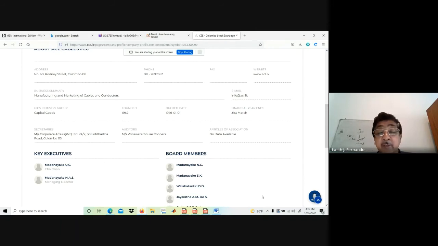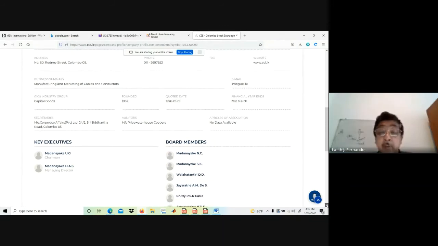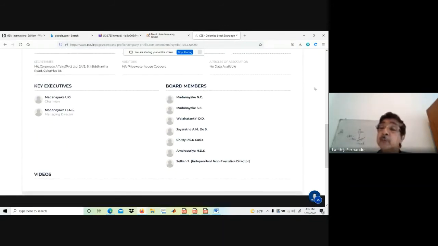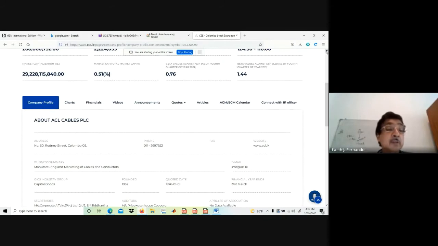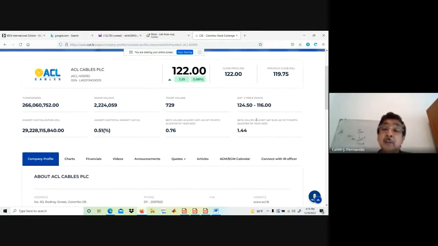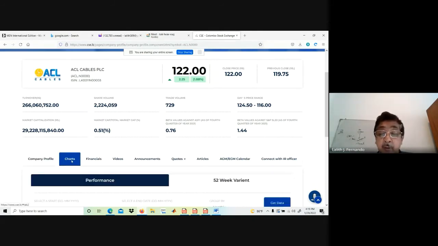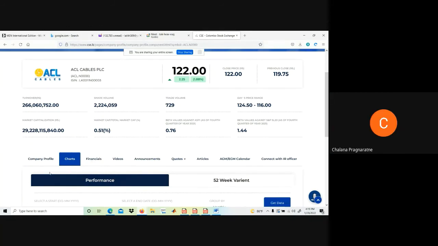All the key executives' names are given. Board members' names are given. I think if you are in a bank, you should be in a position to go through this website and collect the most critical information from it. The beta values you can get, the company profile you can get, even charts. I may not be in a position to get the details of the charts. If you go to Barron's, you can get the charts. All the charts are there.